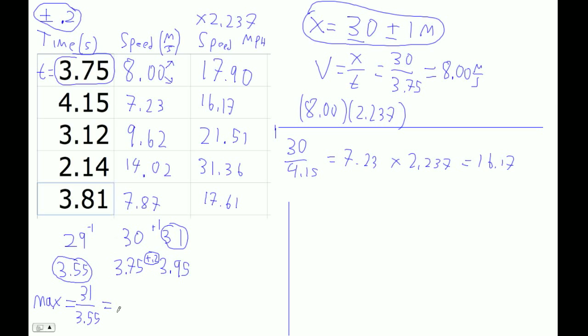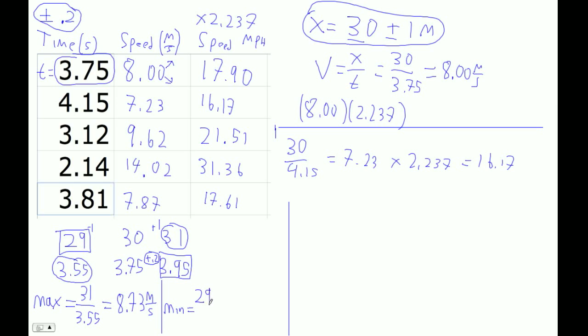Okay, so I go 31 divided by 3.55. 8.73. So this thing could have been as big as 8.73 meters per second. Okay, let's figure out the minimum it could be. For the minimum we use the smallest numerator. We're going to divide one of these by one of these. We'll use the smallest numerator, divide that by the biggest denominator, because that gives us the smallest value.